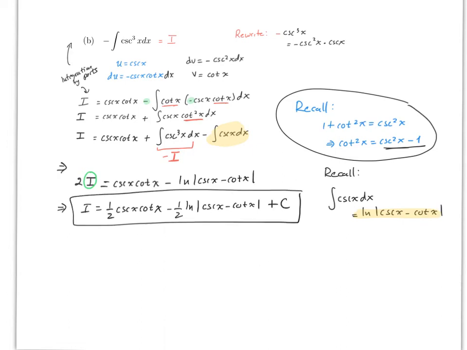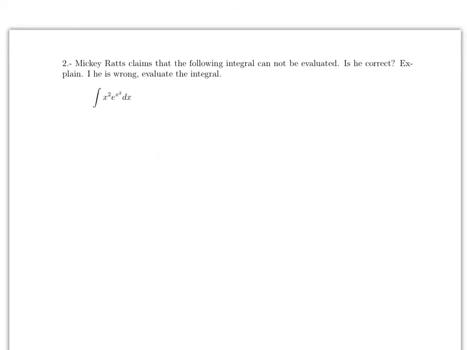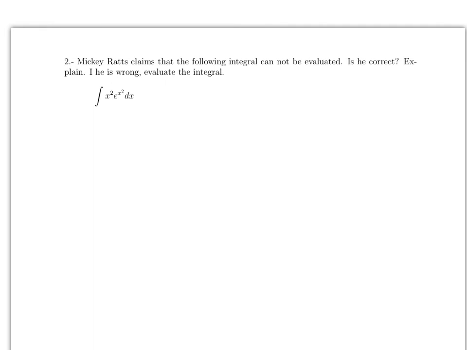All right, let's move to the last problem. All right, this is very similar to the very first problem we did. So Mickey Ratz claims that this cannot be integrated. Is he correct? And the answer is yes. We could try first, like, u-substitution, but substitution doesn't work. And it doesn't work because of this.